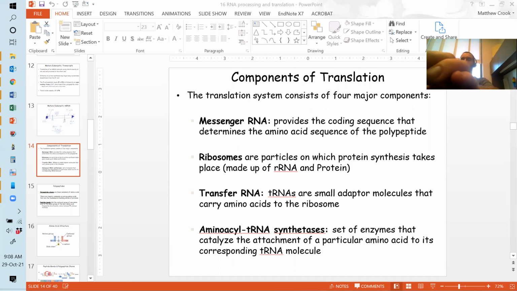What's the other riboprotein we've come across so far? Or proteins? Actually, there's a whole bunch of them.